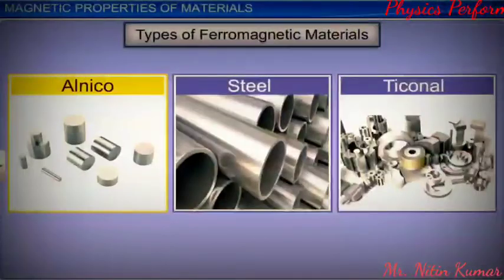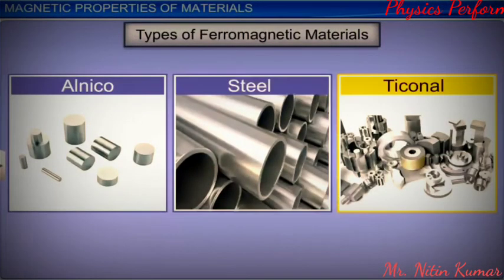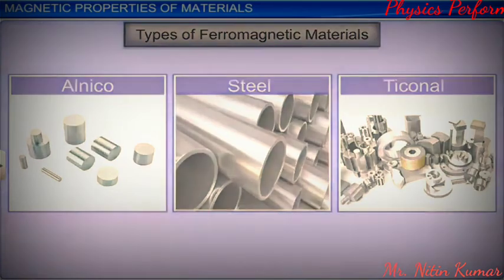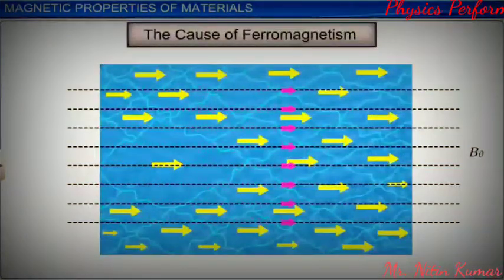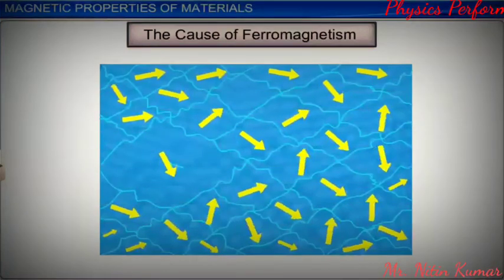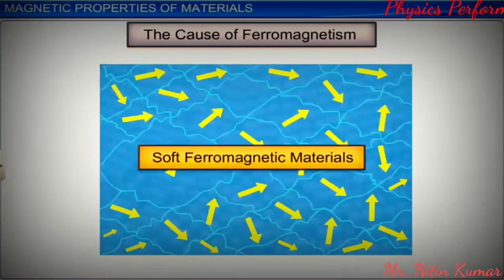Alnico, steel, Ticonal, etc. are the examples of hard ferromagnetic materials. These materials are used to prepare permanent magnets. There are some other materials which can lose their magnetization when the external magnetic field is removed. These materials are called soft ferromagnetic materials, and they are used to prepare temporary magnets.